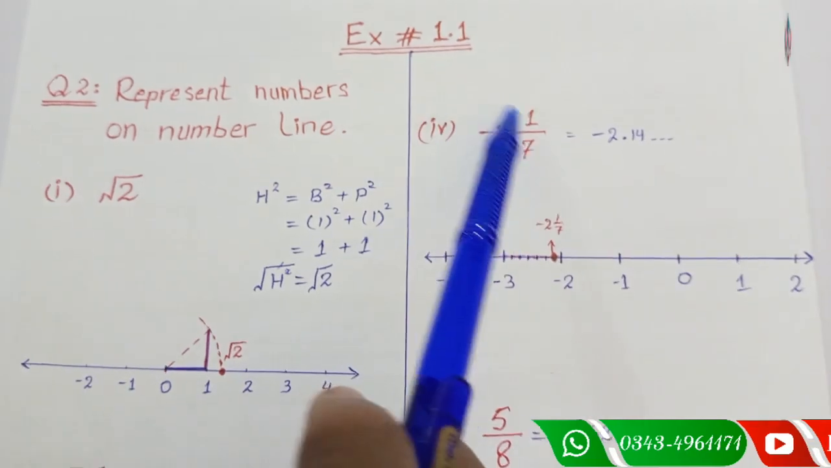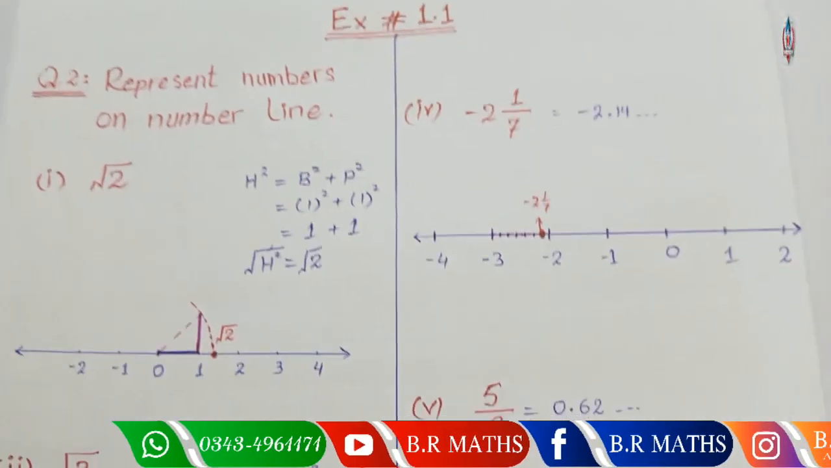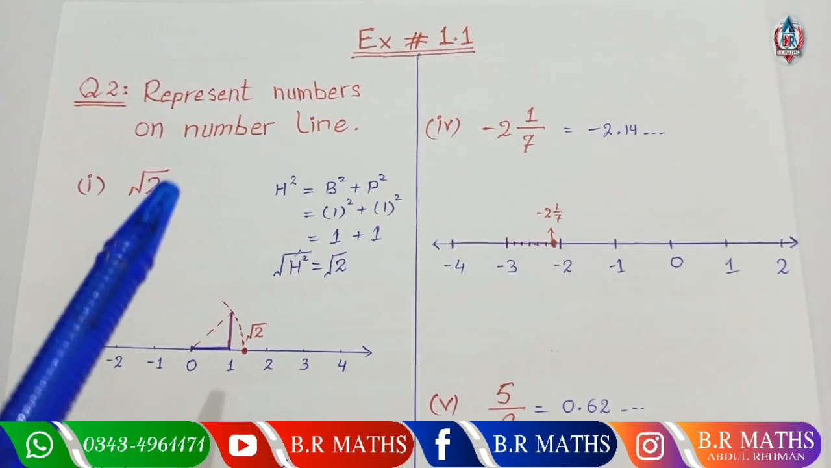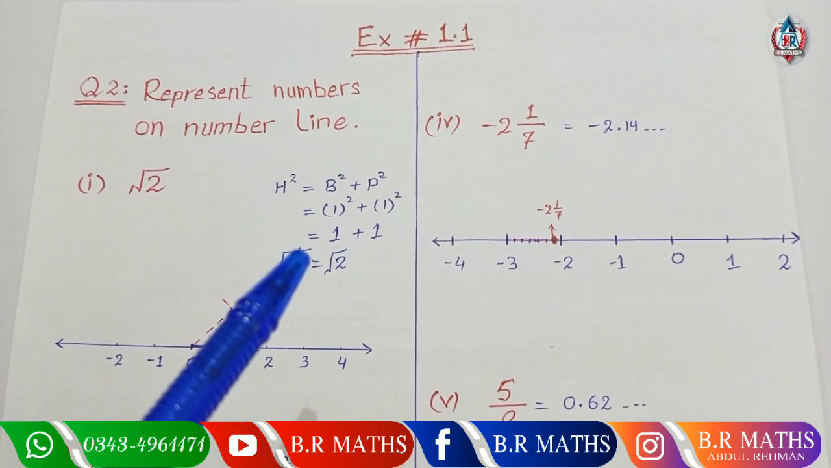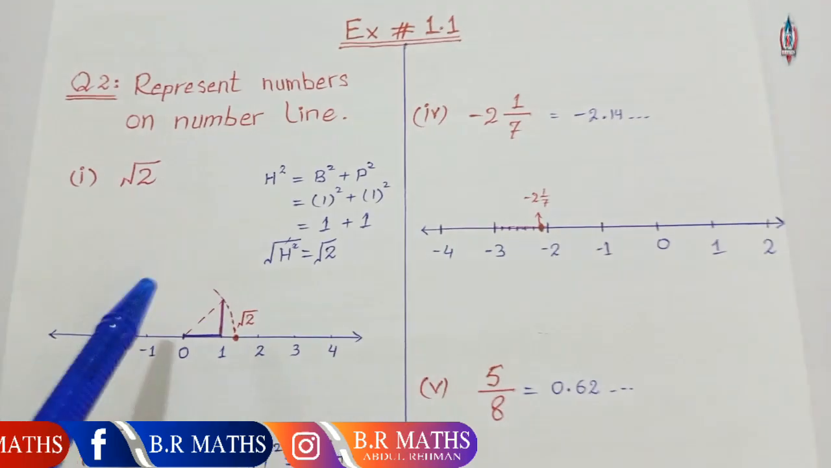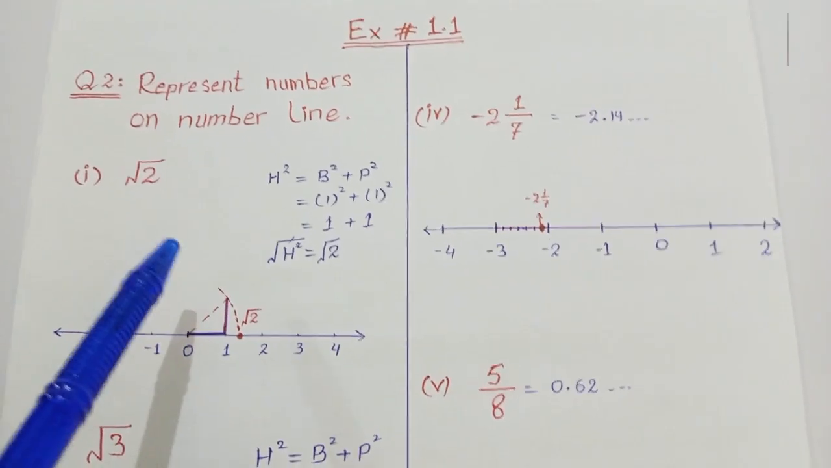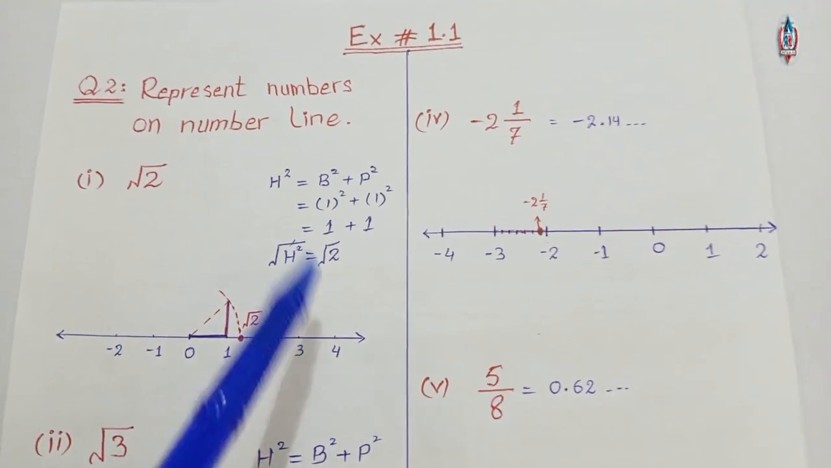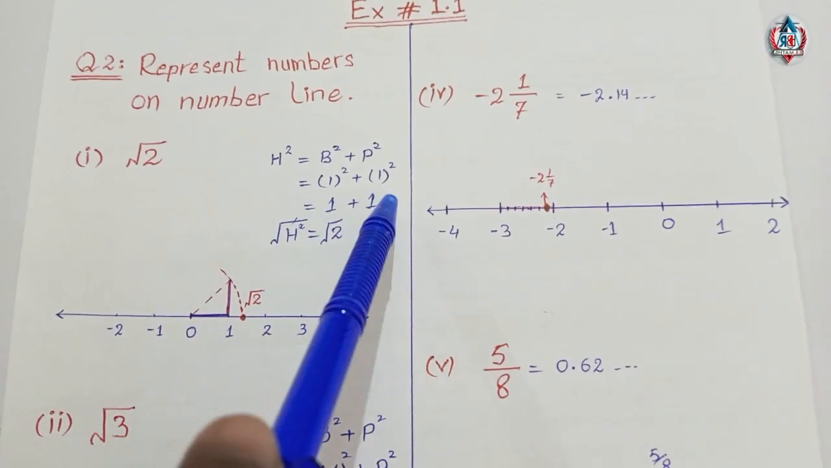Today I will discuss exercise 1.1, question number 2, from the mathematics book of 9th class according to the new course of PTB. Question number 2 is: represent the numbers on the real number line. The first part is square root 2. Square root 2 is an irrational number, so we represent it by the right triangle method, according to the laws of the Pythagorean theorem.